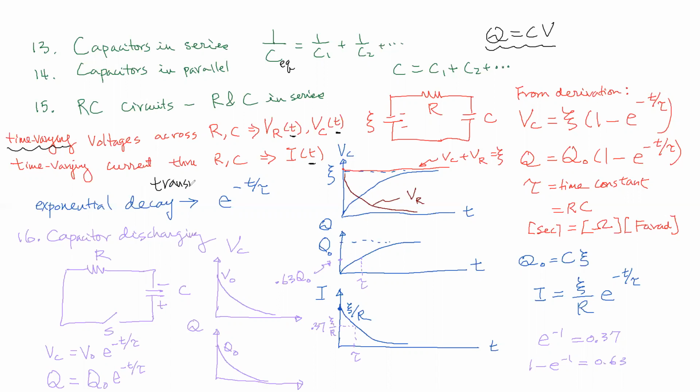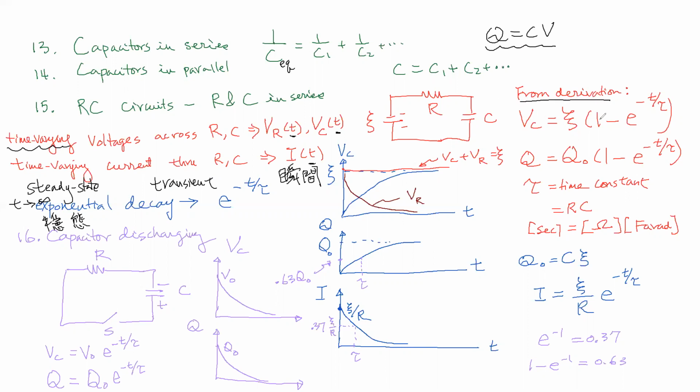Transient in Chinese is 瞬间, 瞬时的. So we're not just looking at steady state. We're also looking at the steady state, meaning that time is approaching infinity. So this is 稳态 in Chinese, 稳定的稳, 稳态, and 瞬间.